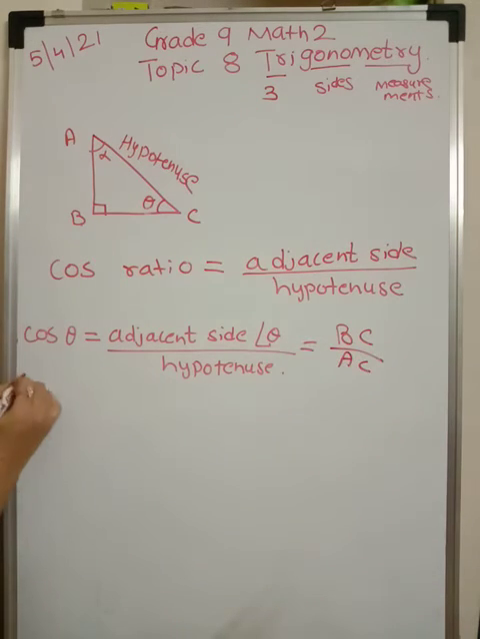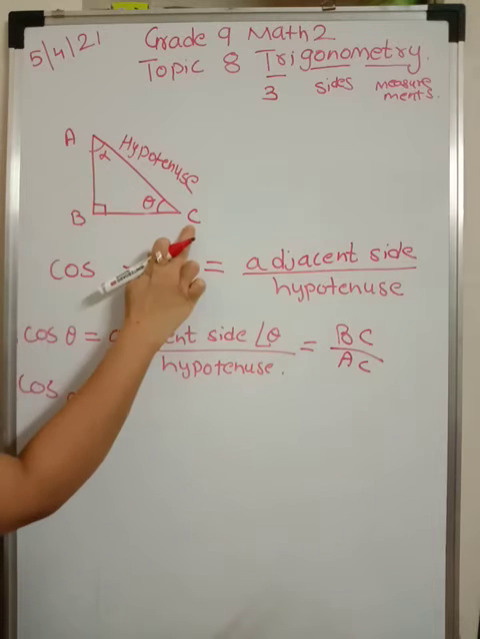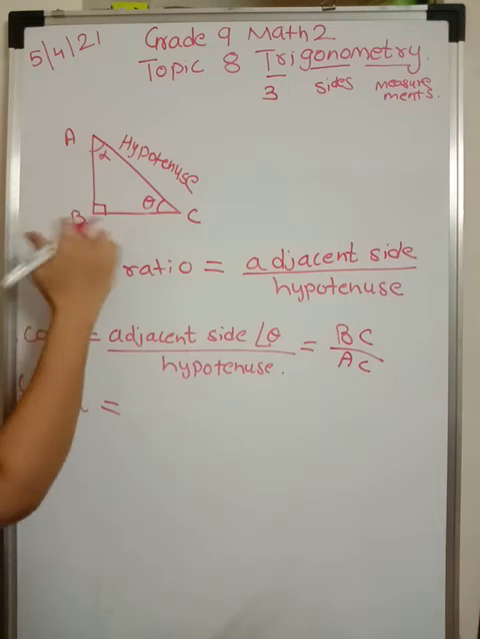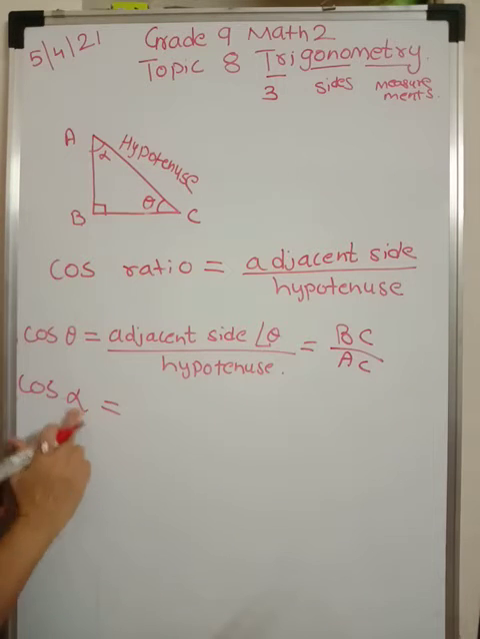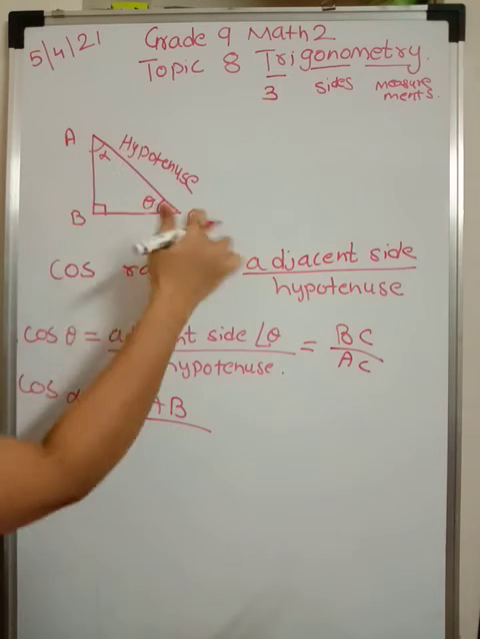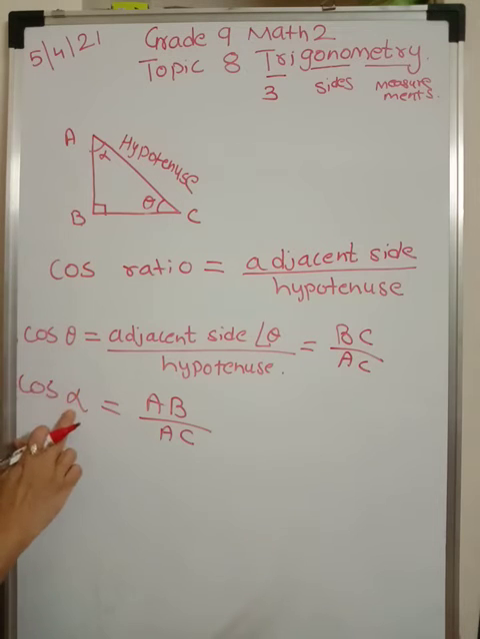Hypotenuse is AC. Now I want to find cos of alpha. In the case of alpha, the opposite is BC. This is already the hypotenuse, and the adjacent side of alpha is AB. So in the case of cos alpha, it would be AB upon AC. Are you understanding me? So you have to be very careful which angle they are considering.